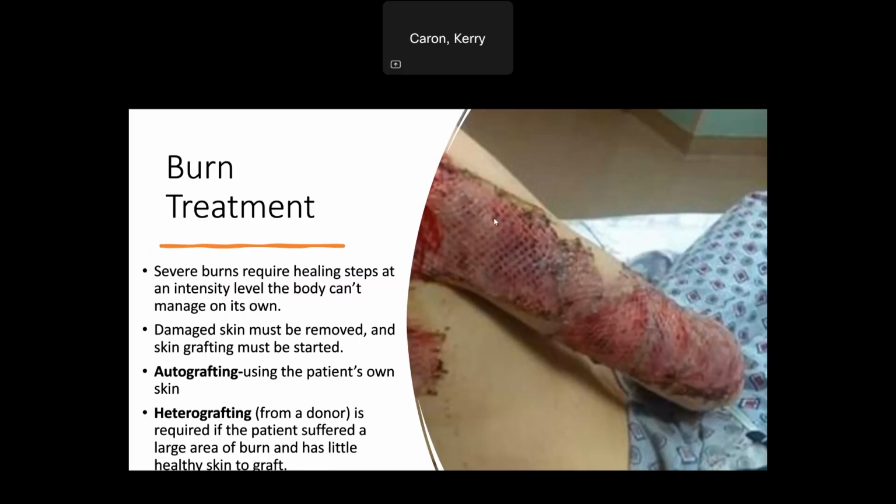Burn treatment: severe burns require careful measures. The damaged skin may have to be removed in a process called debridement. If the patient's own skin is used to create a graft, that's called an autograft. If they use a donor or a different person or a cadaver, then that is called a heterograft.